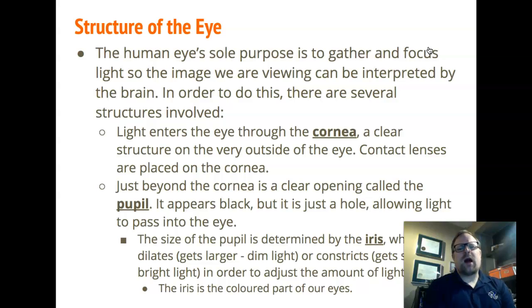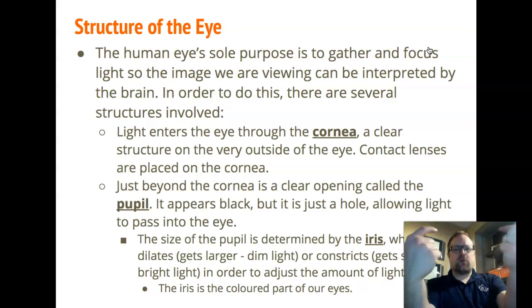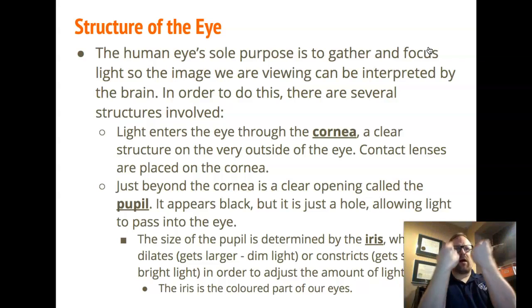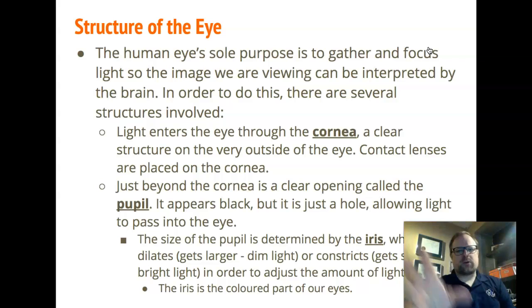The human eye's sole purpose is to gather and focus light so that the image we're viewing can be interpreted by the brain. So basically, when you look at something, we know that light is coming from that something you're looking at. It might be your computer screen right now. Maybe you're looking outside the window as you're listening to this. Light is coming from the object that you're looking at, and it's going towards our eye.